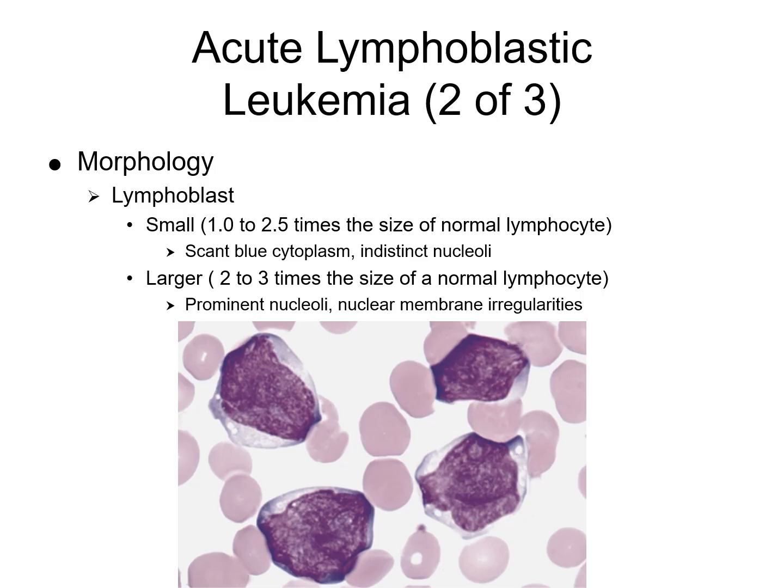For nuclear features, we have small lymphoblasts and large again. In the small lymphoblasts, nucleoli are usually indistinct or not prominent, whereas in the larger lymphoblasts, they do tend to show prominent nucleoli. They may display irregularity in the nuclear membrane. So this morphological assessment is important in helping to differentiate lymphoblasts in acute lymphoblastic leukemia diagnosis.